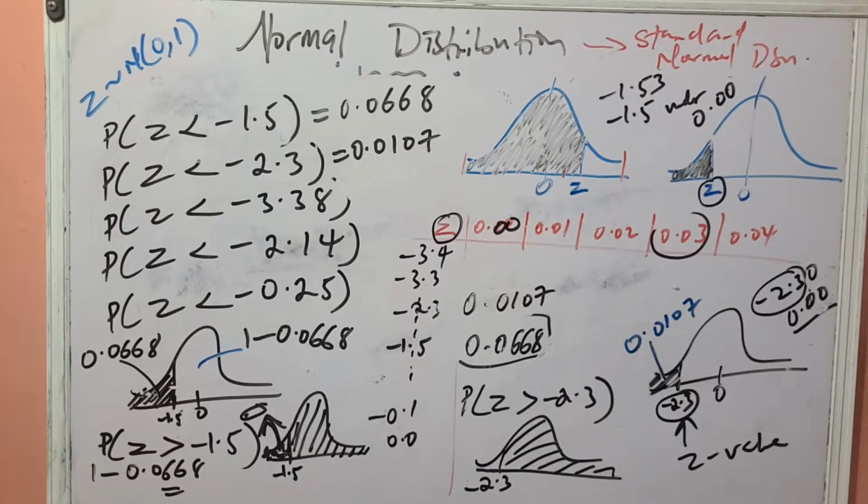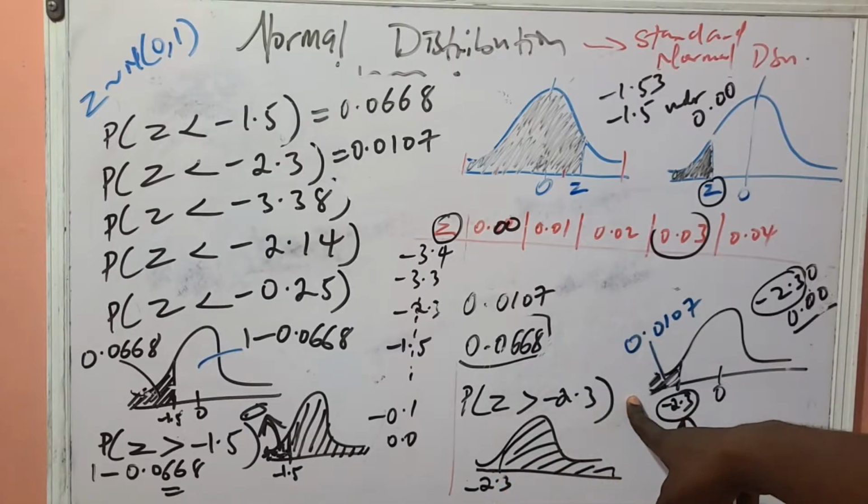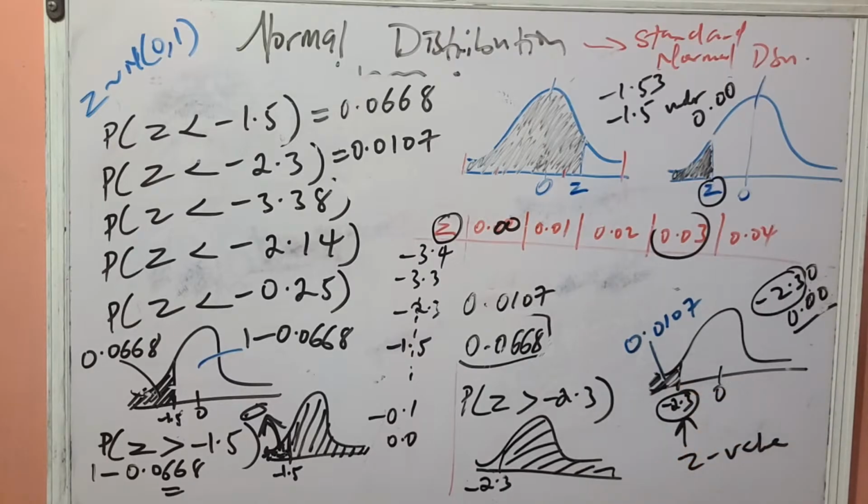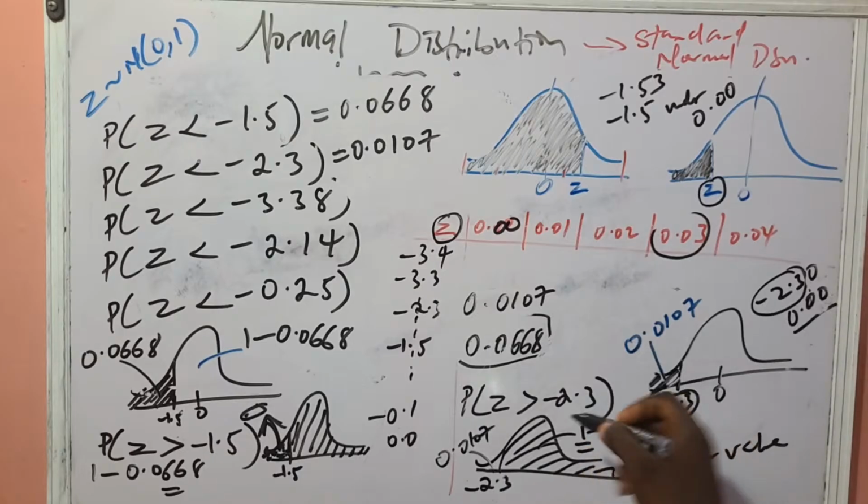Your table will never give you a value from right to left. You can see extreme right to a part in the left, it doesn't produce values like this. It only produces values from the extreme left up until somewhere on the right, like all these cases. So what you're going to do in this case is first find for minus 2.3. If you get this place as 0.0107, of course, this other place you are shading now will be 1 minus 0.0107. The value you get here will be your answer for the greater than minus 2.3. That's the way you solve these things.